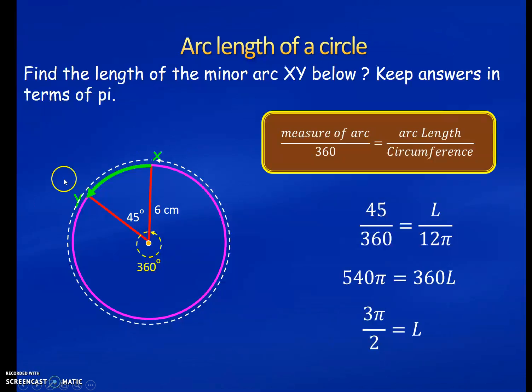So this little portion here, this is 3 pi over 2 centimeters long, and that's proportional out of the whole entire circumference there. That's how long that little piece is going to be, okay?